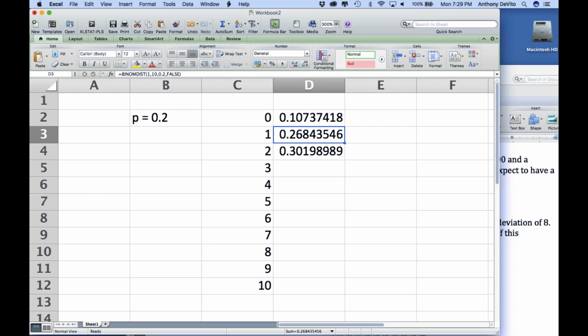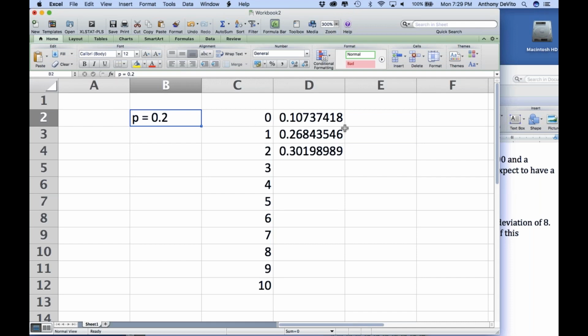I'm sorry, say it again. That's the probability of success for any individual in that group. Remember I said that the probability of being left-handed is 20%. Right, that's where the 0.2 is. The probability of success, meaning that person is left-handed.